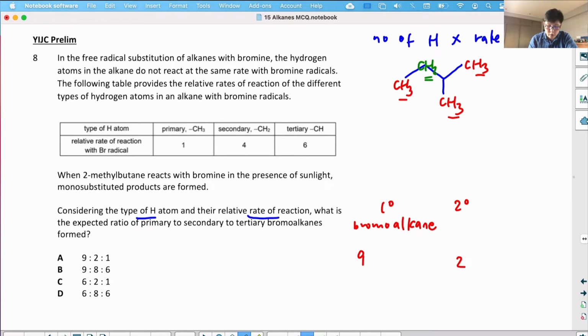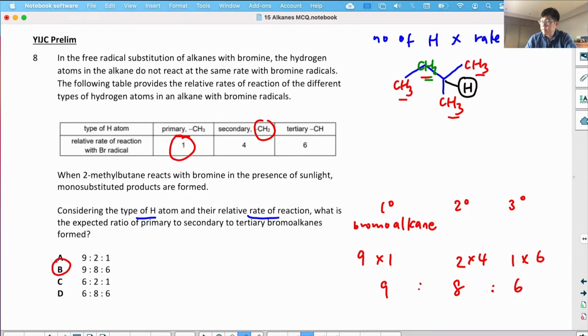For tertiary, you realize it's this one over here. This is a tertiary hydrogen. You kick that out, replace with a Br, you get a tertiary bromoalkane. So tertiary is only 1. For primary, don't forget the rate of abstraction, 1, so you have times 1. For secondary, CH2, times 4, and tertiary is times 6. So the ratio is 9 to 8 to 6. That's why the answer is B. This is how we do it. Okay, let's look at the next question.